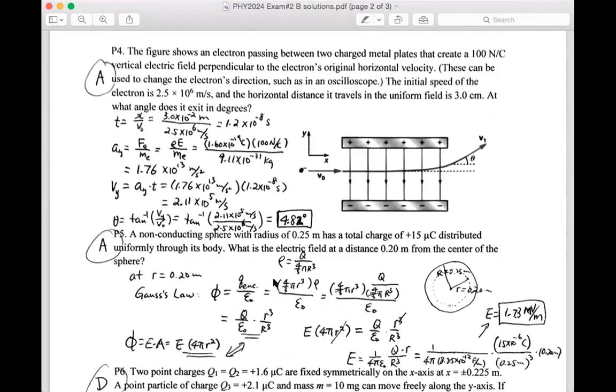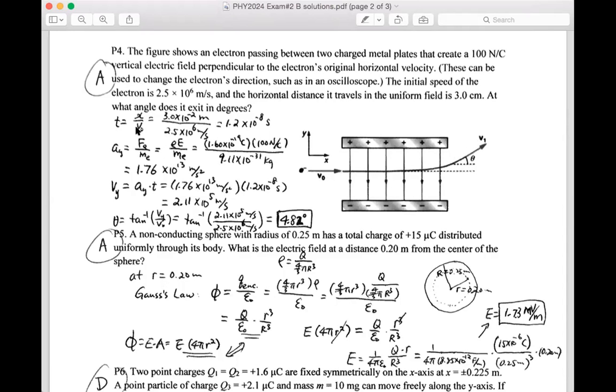Number 4 here is about deflection of a charged particle through an electric field. So in this case, in the y direction, the charged particle will experience acceleration due to electric force. In the x direction, the velocity will not change, because there's no force in the x direction. So in the x direction, the velocity will be the initial velocity v0. You will be looking for the y direction velocity at the end when it exits this region.